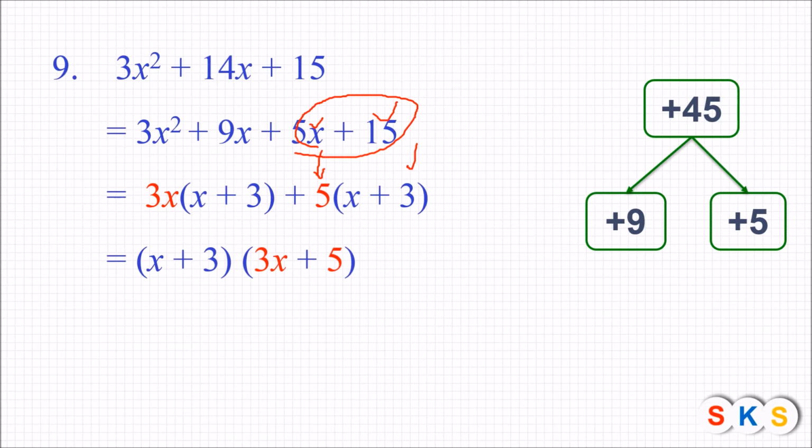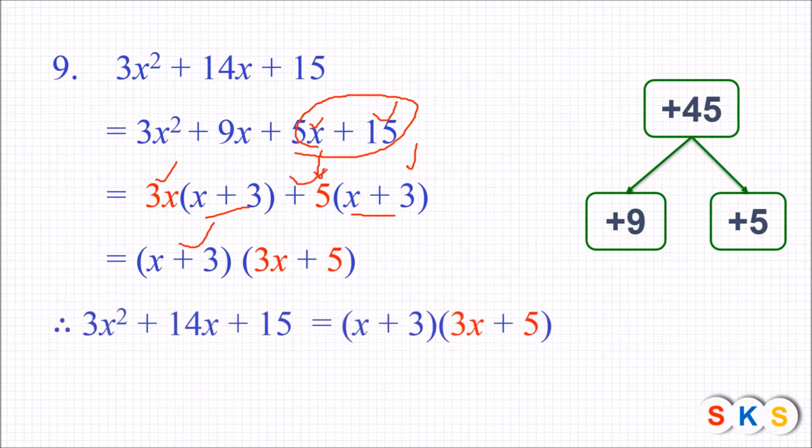In first bracket, we will write the common one. The common is x plus 3 that I have written in the first bracket. In second bracket, I will write 3x plus 5. Therefore, 3x square plus 14x plus 15 is equals to x plus 3 into 3x plus 5.